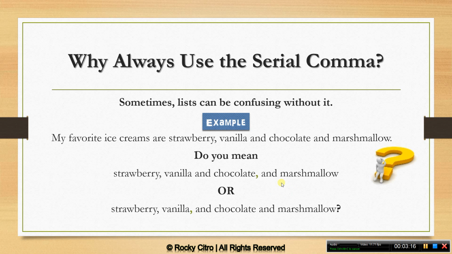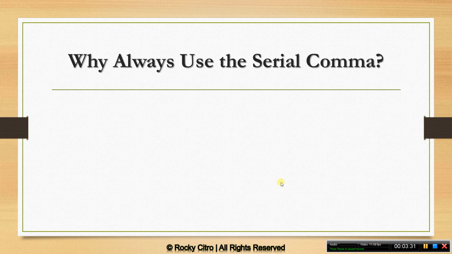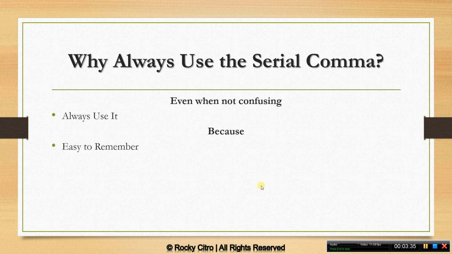So this is an example of how leaving out the comma would, at the very least, cause the reader to stop and have to try to decipher your meaning, but more likely the reader wouldn't even be able to figure it out. So we don't want to do these things to our readers, and we can avoid it by simply always using this serial comma. And there are a few other reasons to use it too. Well, one, like I said, it's easy to remember. Just always include it. And when you do, you're always right.